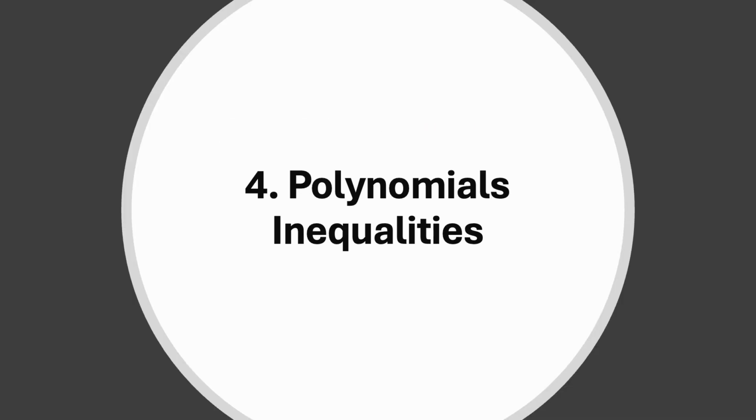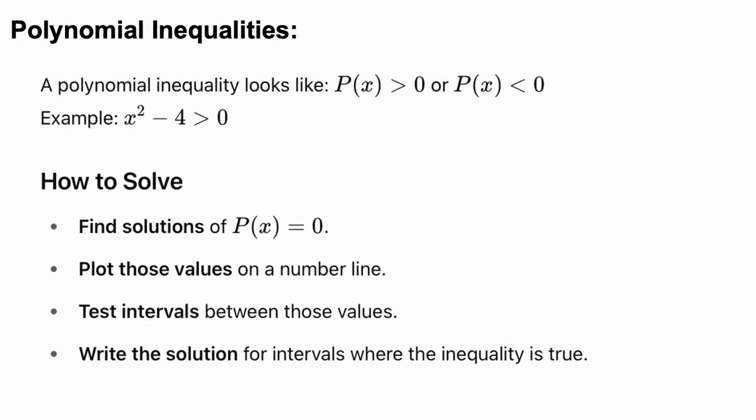Okay, so now we will move to polynomial inequalities. A polynomial inequality looks like p(x) greater than 0 or p(x) less than 0. A more practical example is something like x squared minus 4 greater than 0. Now suppose you are asked to solve this inequality to find the values of x, then you have to follow these following 4 steps.